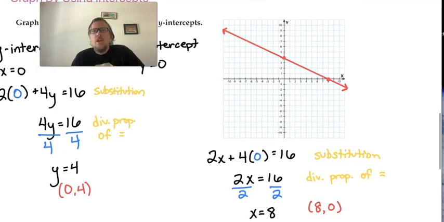Okay, so there we go. We found both of the intercepts by substituting values of 0. And then after we substituted those values of 0, we got the x and y intercepts and used those intercepts to graph the line.